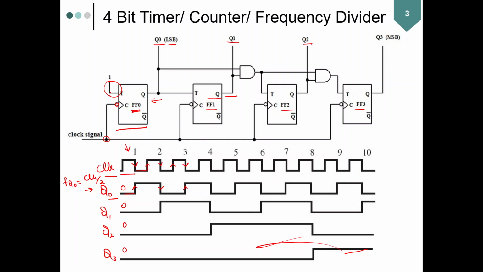Our claim, which we are going to see once we discuss flip-flop 1, is that at every next cascaded stage, the frequency gets divided by 2. So I am saying that the output frequency of FQ1 will become equal to clock divided by 4, because the input clock it will be getting will be at the rate of this output. Let's see how that happens.